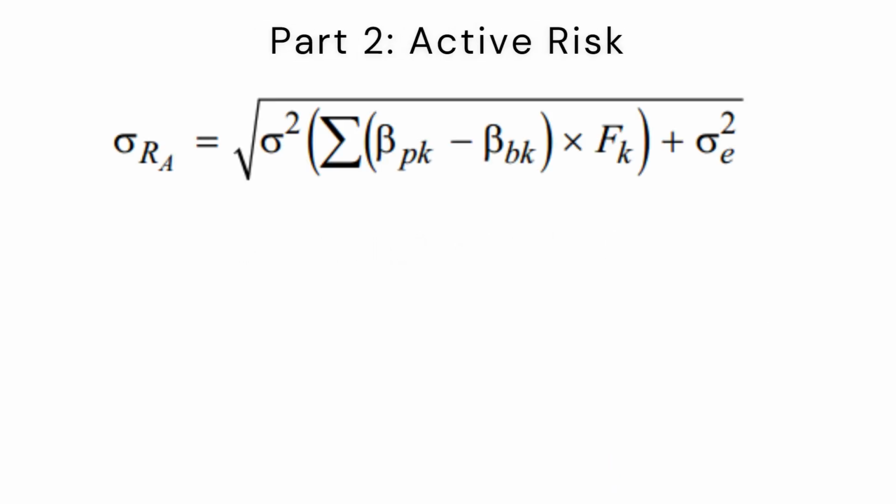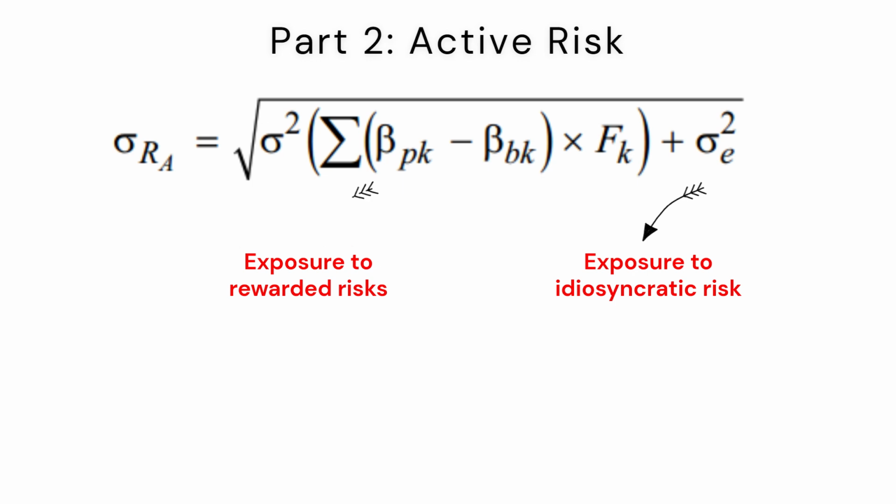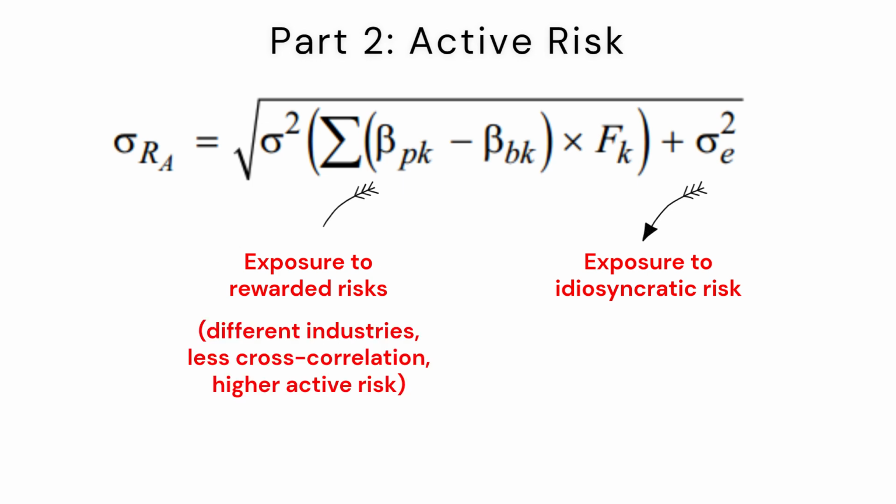Active risk is the standard deviation of active return. To understand active risk, we consider active return to have 2 components, one from exposure to rewarded factors, the other from idiosyncratic risk. When 2 stocks are in the same industry, they are cross-related and move more closely together than if they were in separate industries.